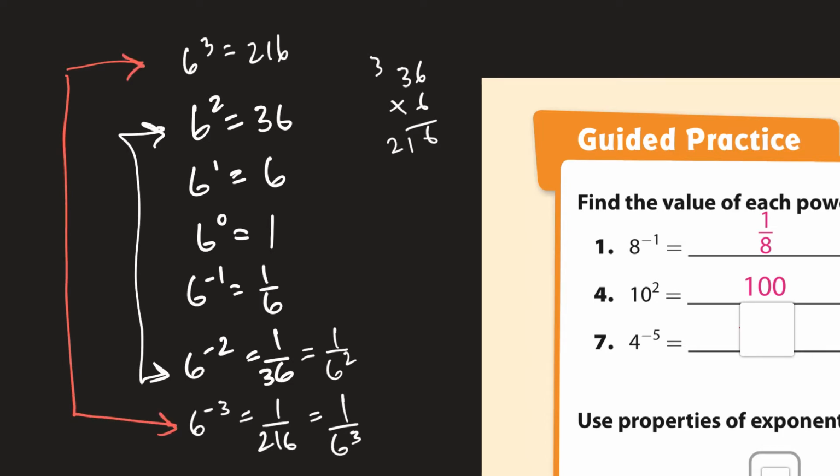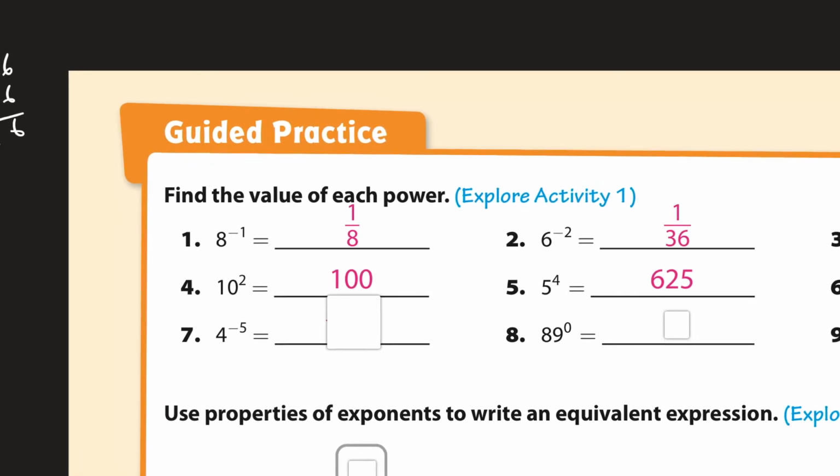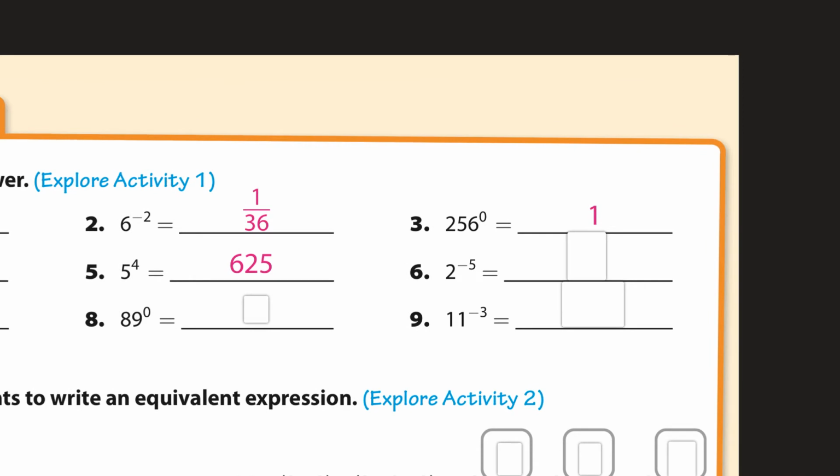Okay, so that's super important, and I'm going to use that for this one here. 2 to the negative fifth is equal to 1 over 2 to the fifth. And 2 to the fifth is, I think, 64. Oh, it's 32. So 2 to the fifth is 32. And so this is equal to 1 over 32.